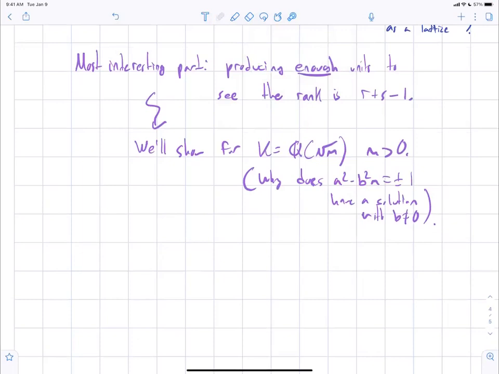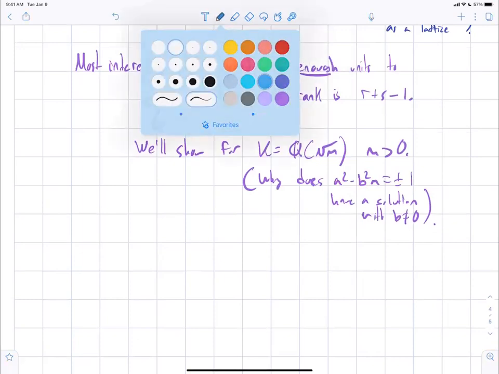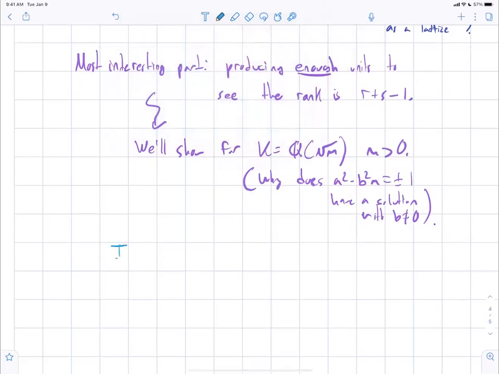Okay, so how do you do it? So the idea, well, you use Minkowski's theorem. You use Minkowski's theorem, plus the idea I mentioned earlier of this pigeonhole guess and check.